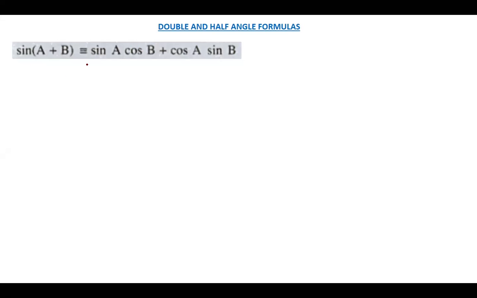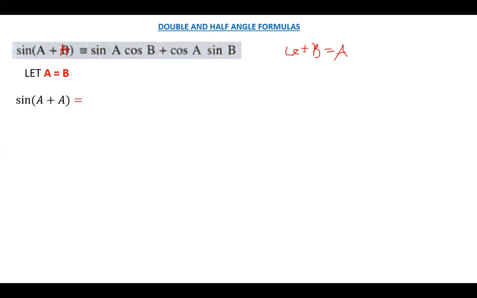let's try to make B, we say let B be equal to A. So it means that while there is B in this formula, we're going to put A. So what does that mean? You say let A be equal to B.